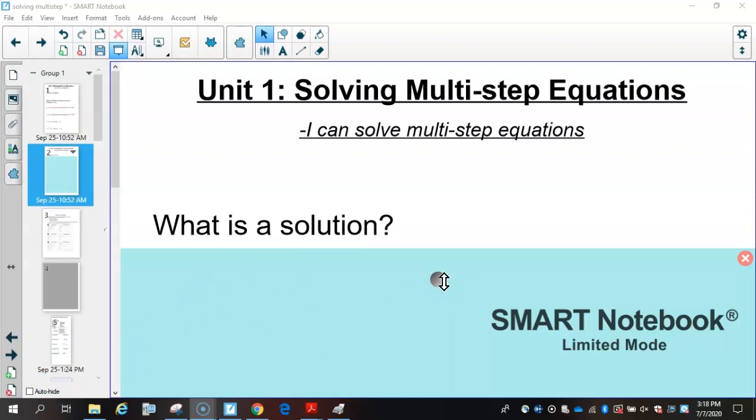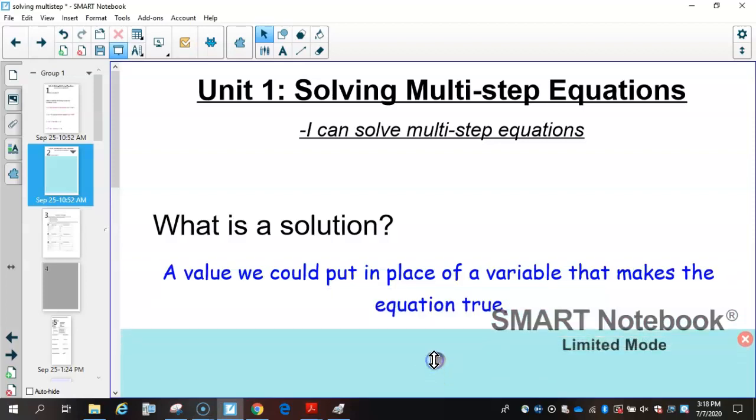The definitions are worded differently depending on where you look. Here is the definition I have found: a value we can put in place of a variable that makes the equation true. Let's think of something simple. 2 times what will give us 4? That "what" is the variable we don't know, and if we knew it to be 2, then that would be the solution for this problem.